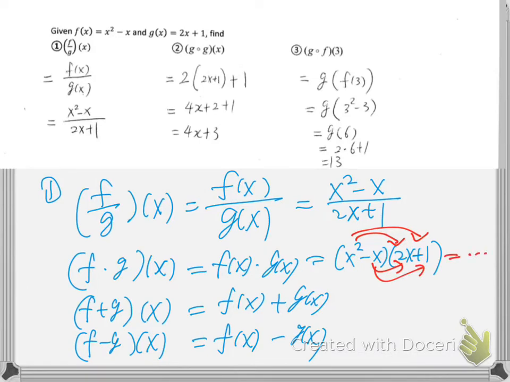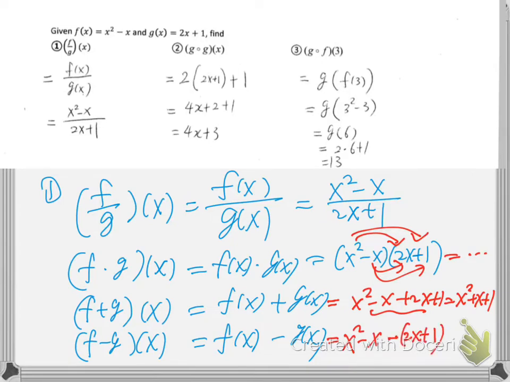For f plus g, you just add them, right? So this is x squared minus x plus 2x plus 1. Combine the two in the middle, you get x squared plus x plus 1. And the subtraction: x squared minus x minus g, (2x plus 1). So this is x squared minus x minus 2x minus 1, which is x squared minus 3x minus 1. They're not in the list, but you have to know the basic operations of functions.